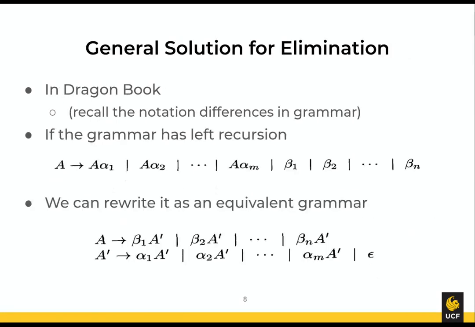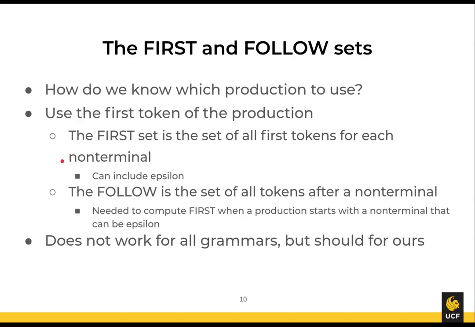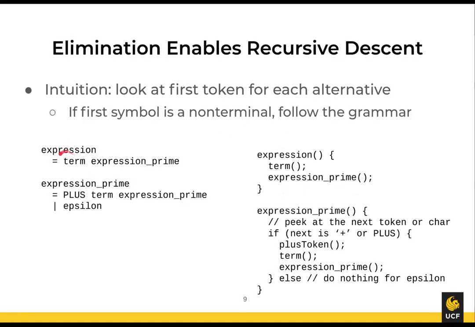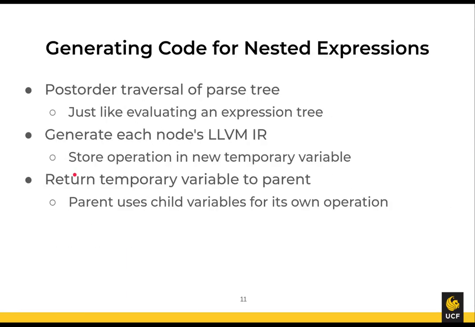So for instance, say term could be empty. Sorry, never mind, I don't have an example prepared. But if term could be epsilon, which I know is not the case here, then the first token of expression is actually the first token of expression prime, because term could be empty. But anyway, we'll go over those algorithms later in the course.